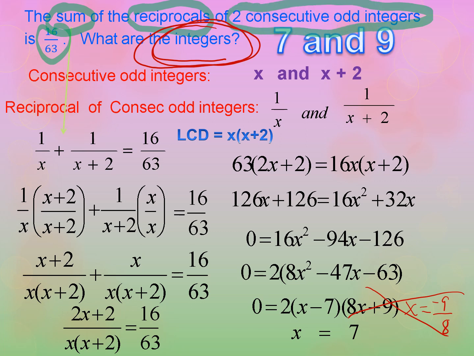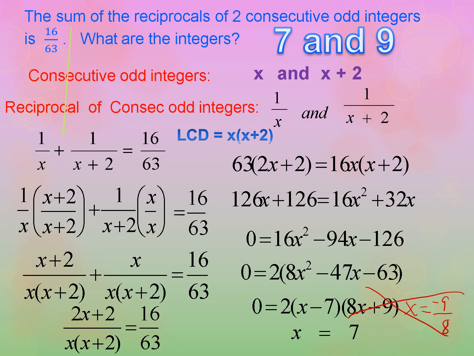So that tells me 7 and 9 are my consecutive integers. And you may be wondering, well, wait a minute, how did you get that? Okay, so I know x was 7. And then I took x and plugged it into x plus 2. So 7 plus 2 is 9. And you can always try that. So if you do 1 over 7 plus 1 over 9, and you combine them, get a common denominator, and then add them, you're going to get 16 over 63.